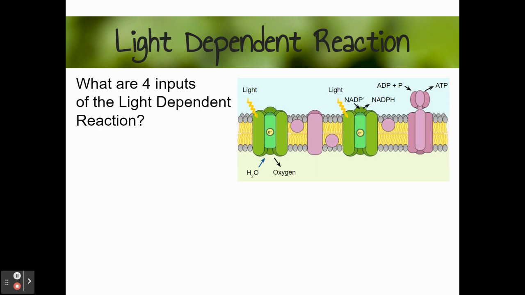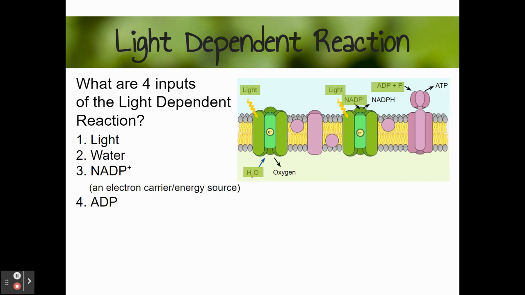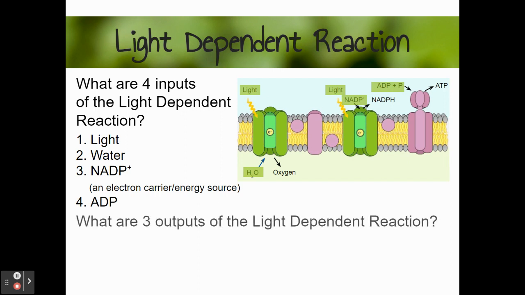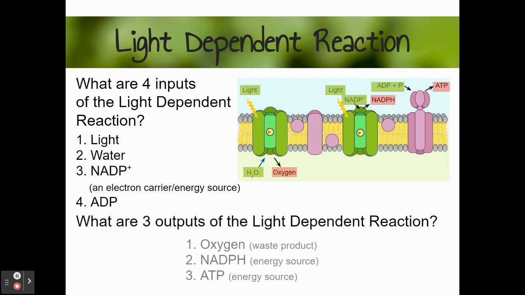So the four inputs of the light-dependent reaction, we have sunlight, water, which gets broken down to make oxygen, and the uncharged version of those molecules that are getting charged up here using the sun. And then the three outputs would be the oxygen that just got released from the water molecule, and then the two charged up molecules, NADPH and ATP.